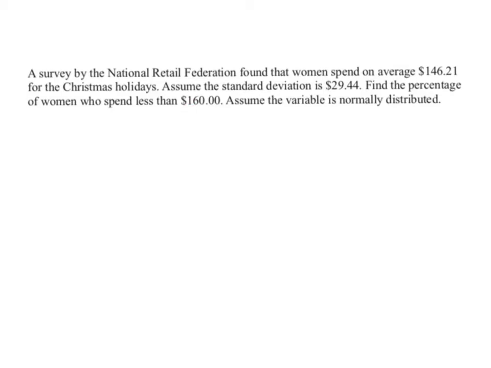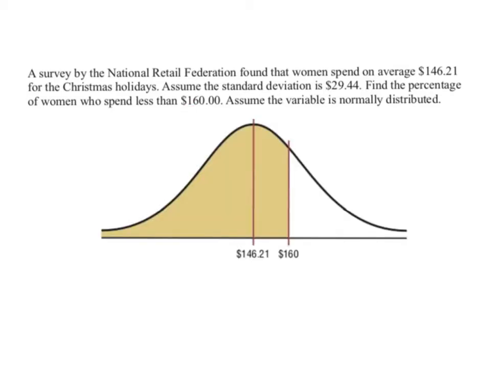So in terms of a graph, here's what's really happening. They're saying the mean, the middle. All right, here we go. So again, this is the mean, so that marks the middle part. 160 is obviously greater than that mean. So what we're actually trying to find is this area.